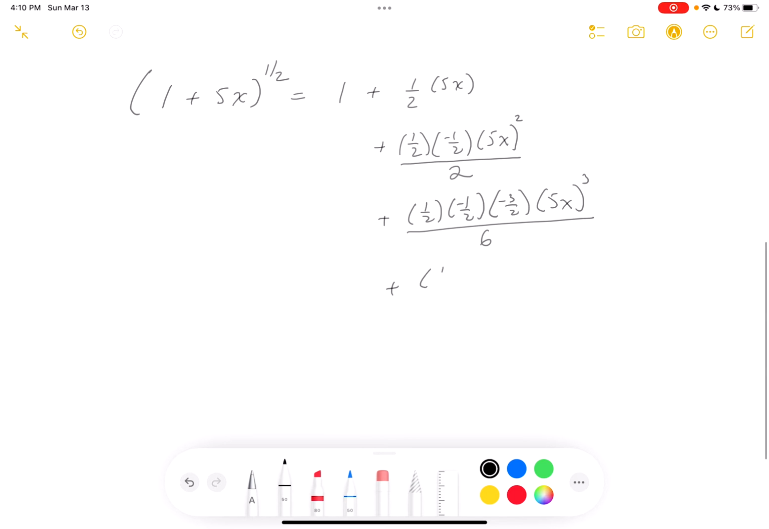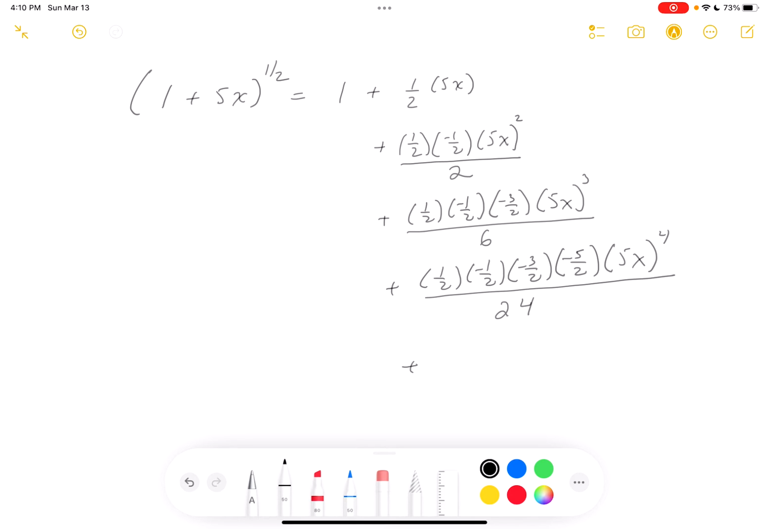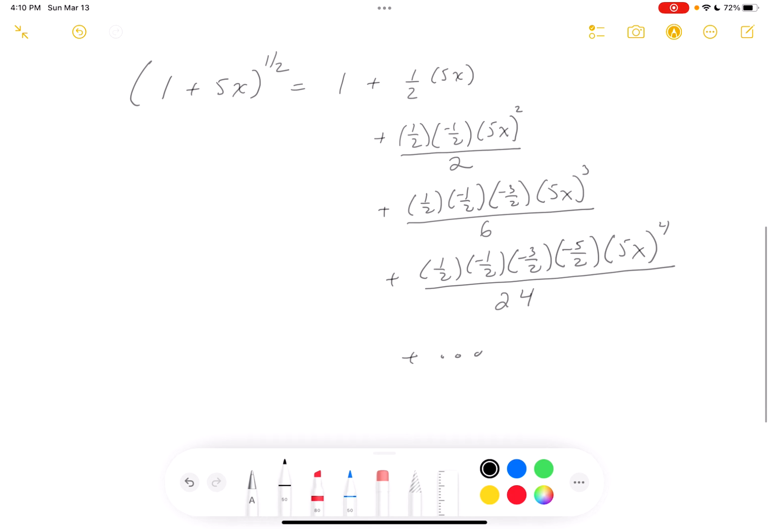Let's do the next one. 1/2 minus 1/2 minus 3/2. The numerator goes down by 2. This is minus 5/2. Then you get 5x to the 4th power. Now 4 factorial is 24. Right now, I'm going to say this goes on forever, but I just don't have the time for that. I want to just start writing terms down now. So it's going to be equal. Well, the first term's easy, just 1. The second term is 5/2 of an x.